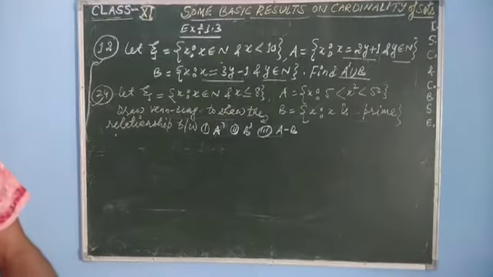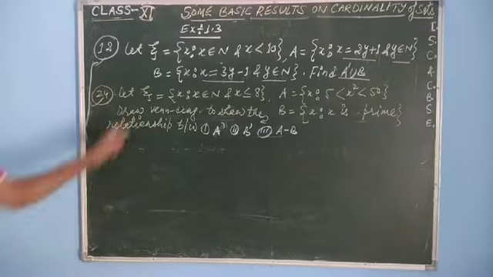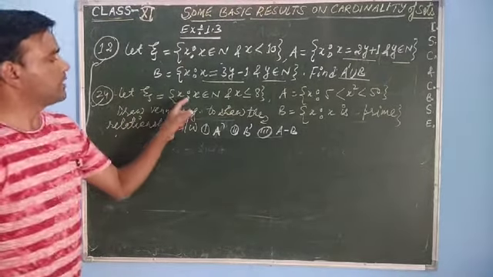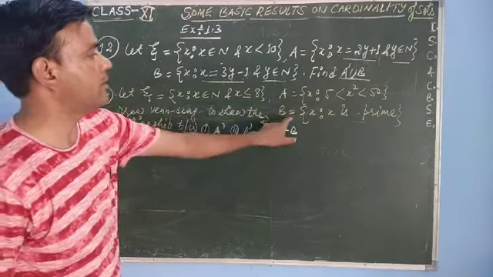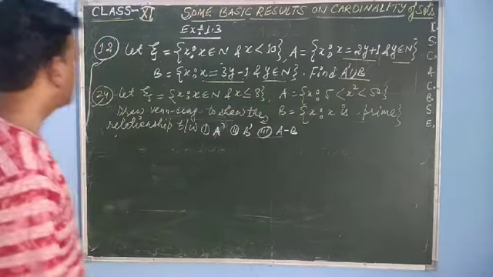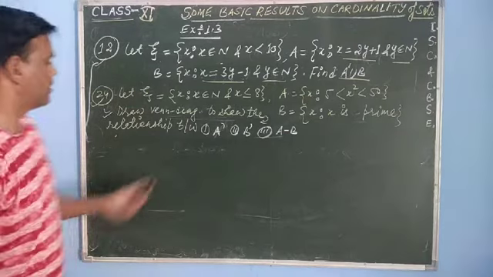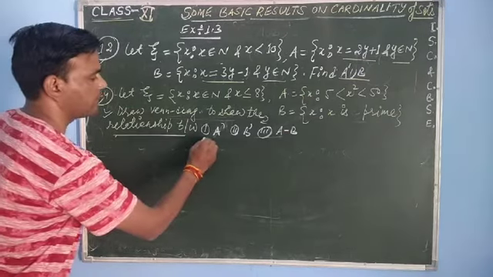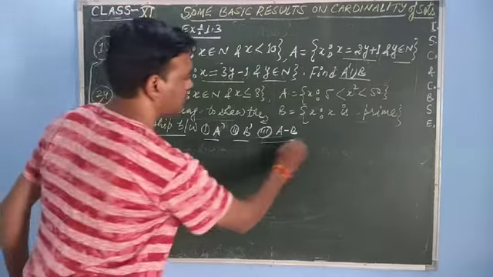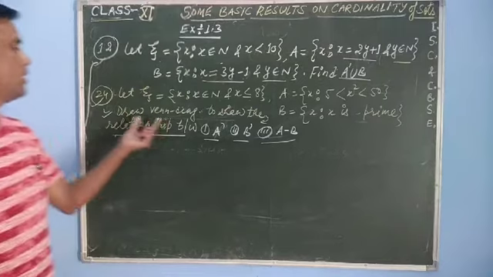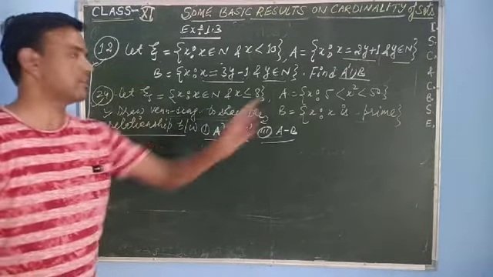This is an interesting one. See here what is actually given to you. Universal set x such that x belongs to N and x is less than or equal to 8, and sets A and B are given as it is. You have to draw a Venn diagram to show the relationship between these sets. First set is A complement, second set is B complement, and third set is A minus B complement. You have to show the relationship using a Venn diagram.